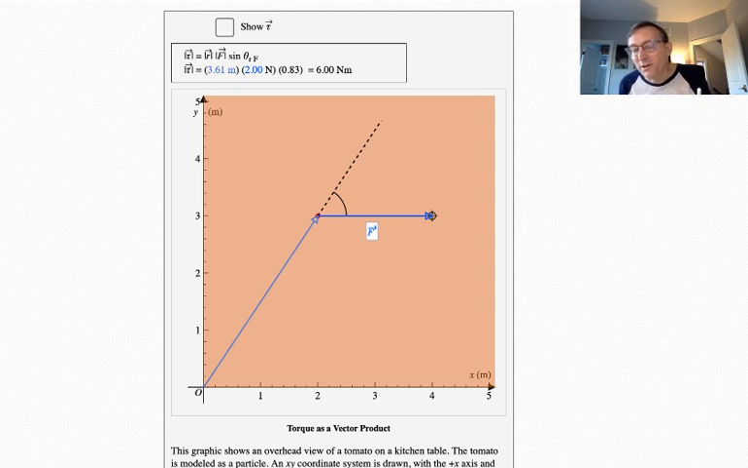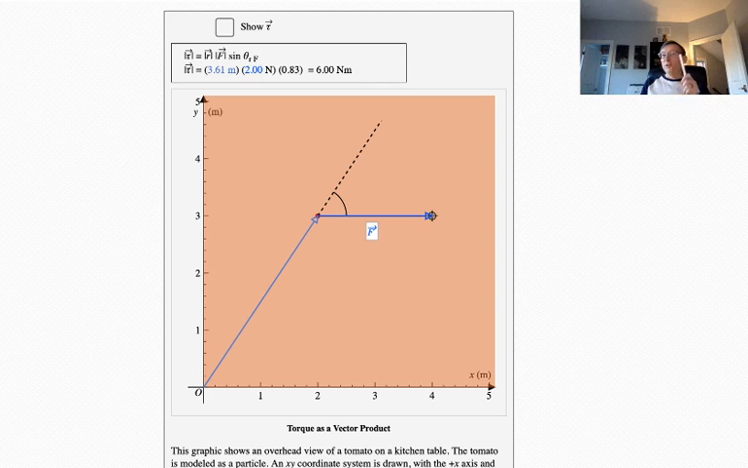What's the direction of the torque? I would like you to try that for yourself, please. Feel free to pause the video. I want you to figure out the direction of the torque vector on this particle, the red dot, about the point O, which is down at the origin, and then come back.